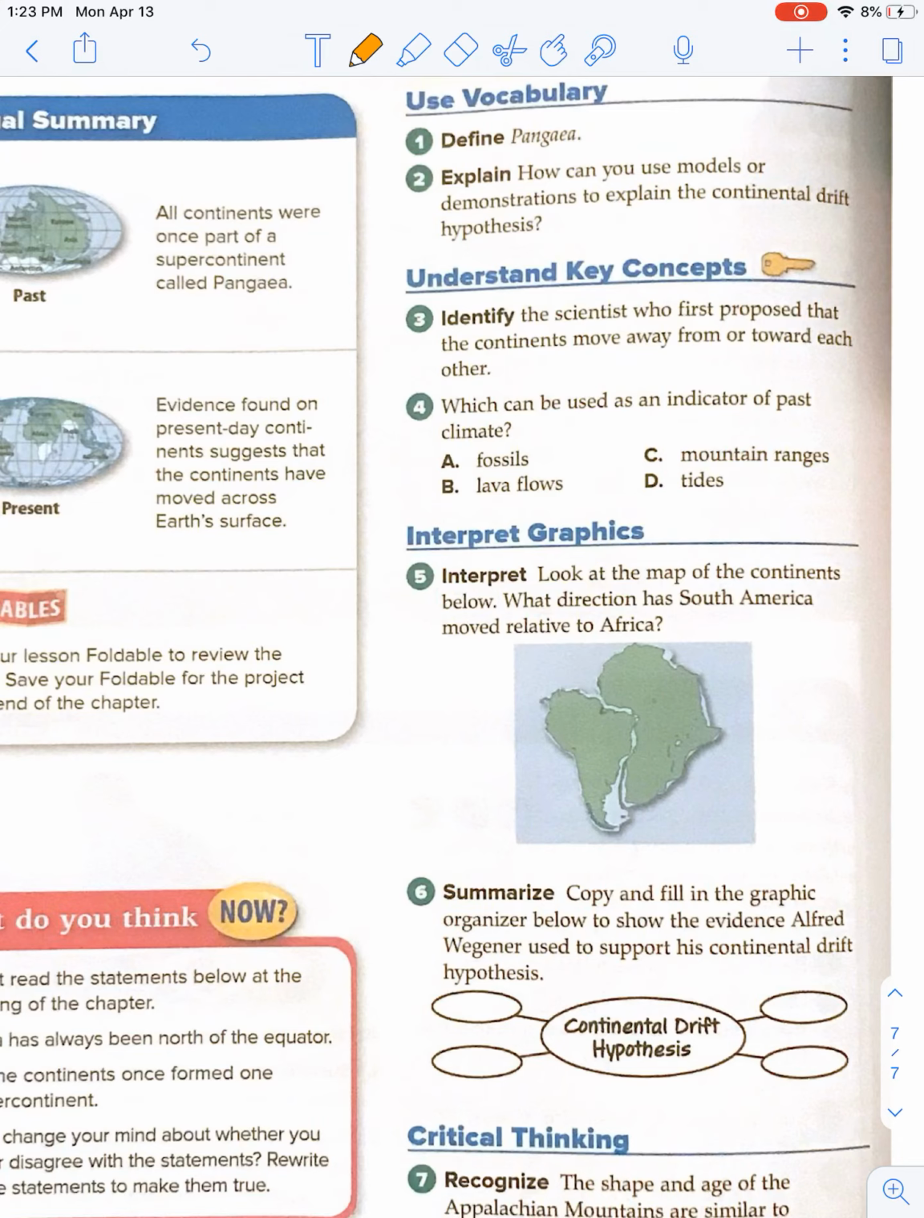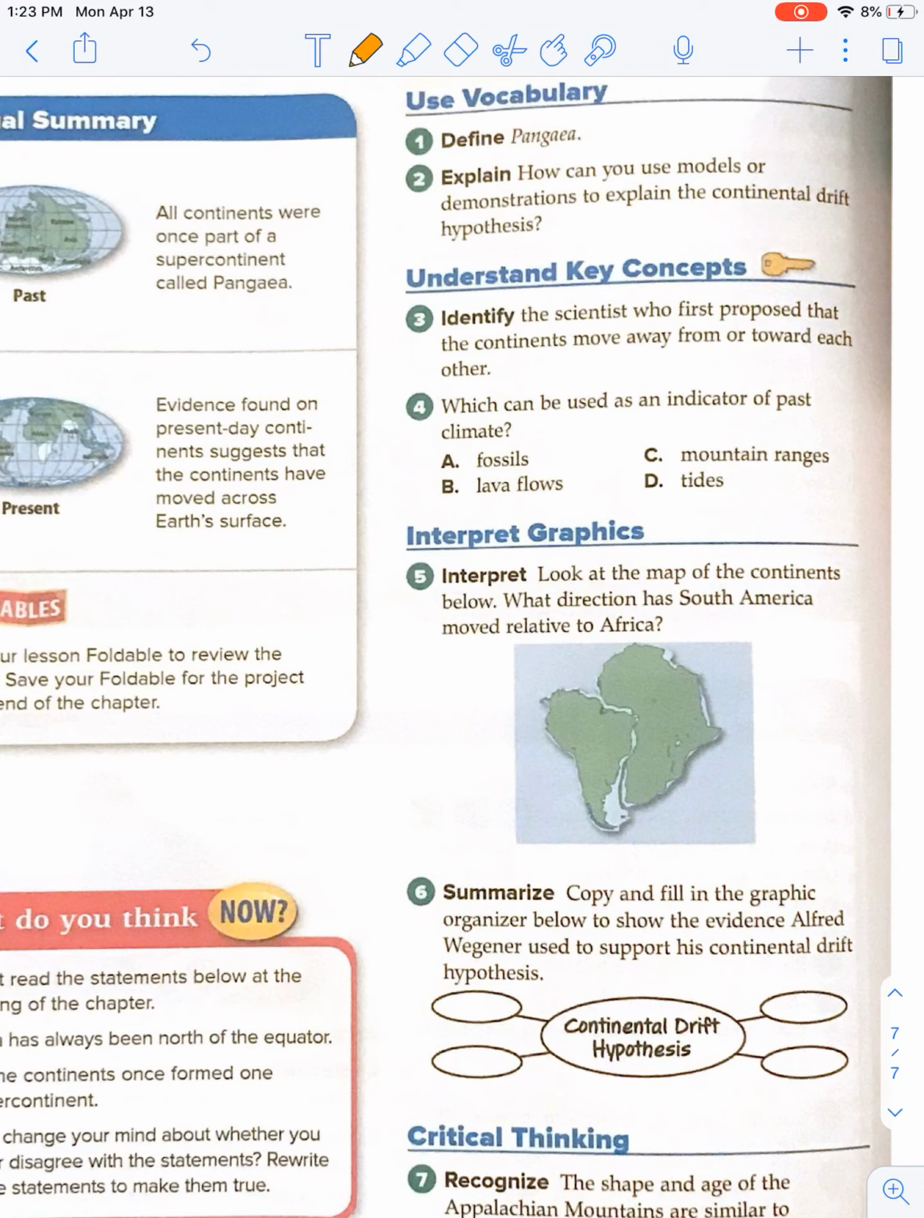Number 4, which can be used as an indicator of past climate? Could you use fossils, lava flows, mountain ranges, or tides? You could use fossils, because from the fossils you can determine or infer what type of climate they would exist in.